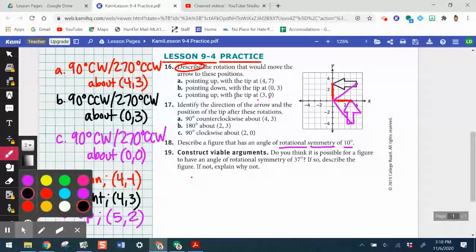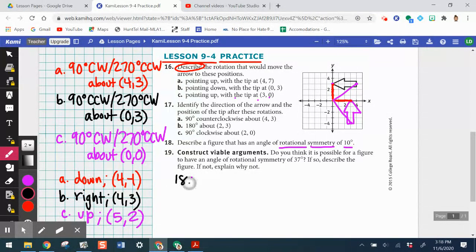So we're going to say for 18, a regular polygon, and that's important. We need all sides congruent, all angles congruent. A regular polygon with 36 sides. And I encourage you to go and look up what that's actually called for a regular polygon to have 36 sides.